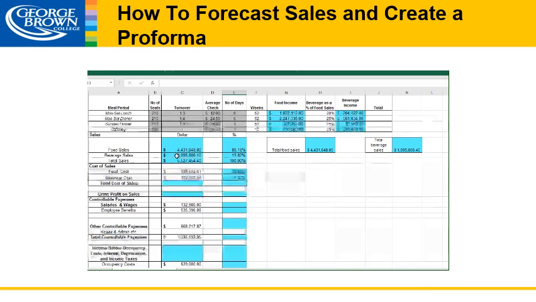Okay. Important with these two items, we divide them by their respective sales, not total sales. So our food cost is divided by our food sales, and our beverage cost is divided by our beverage sales in order to get our cost percentages. Next, we have to find our total cost of sales. We do that just by adding up all the costs in this particular cost category.